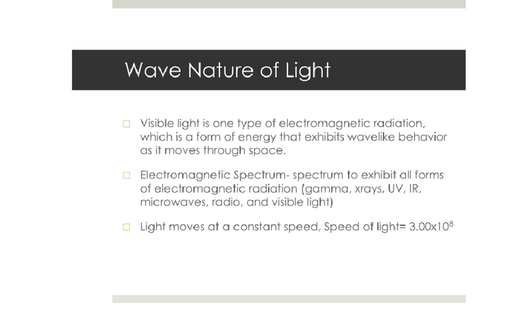So let's talk about the wave model. You need to know a couple things about the wave and the properties of a wave in order to understand how light works. Visible light is one type of electromagnetic radiation, which is a form of energy that exhibits wave-like behavior as it moves through space. The only type of electromagnetic radiation that we can see is visible light, which makes sense. If it's visible, it's the only type we can see.